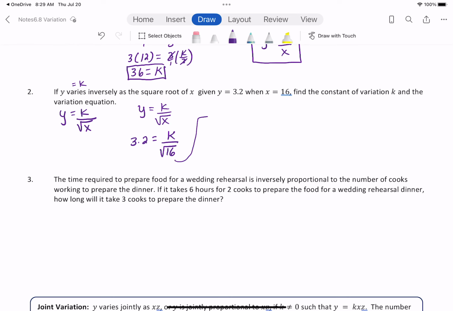So we can simplify this a little, right? We know that the square root of 16 is 4. And now, just like the last problem we did, we're back to a rational equation. My LCD this time is going to be 4. So I'll multiply both sides of the equation by 4.